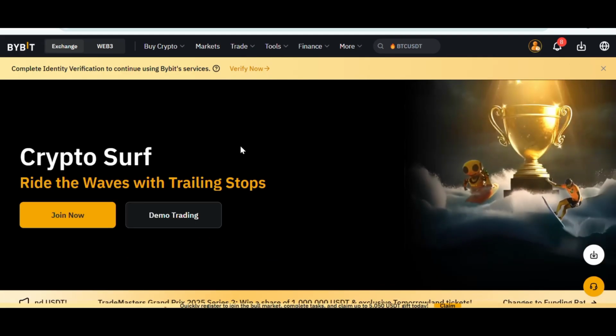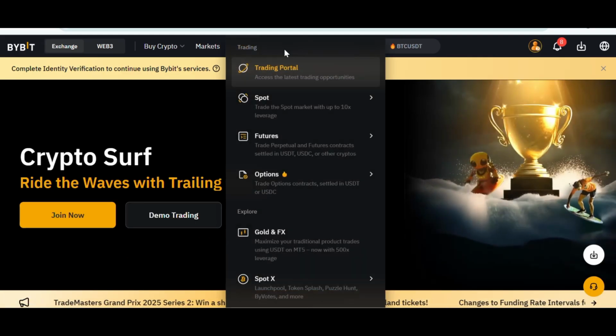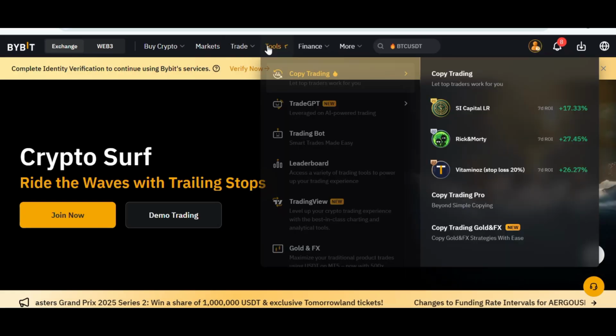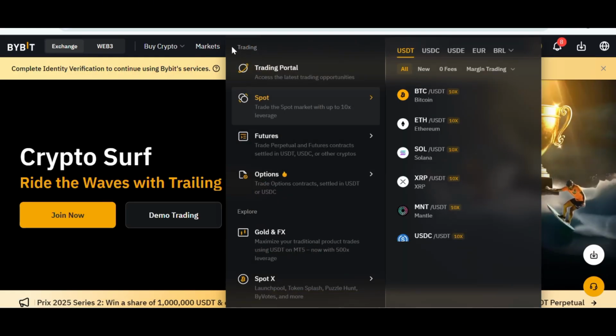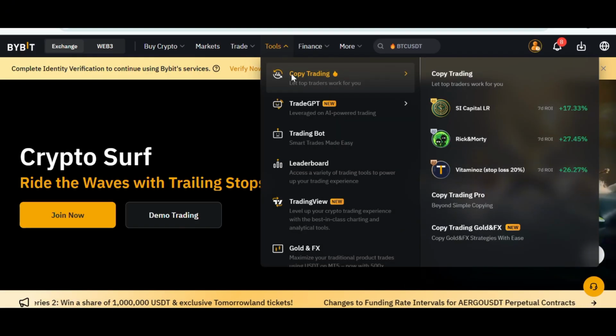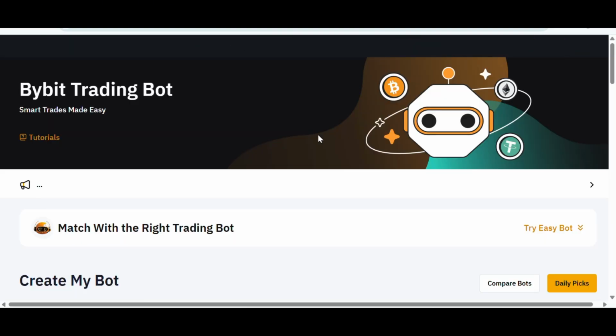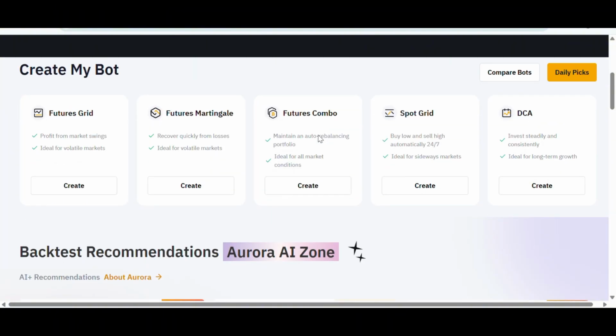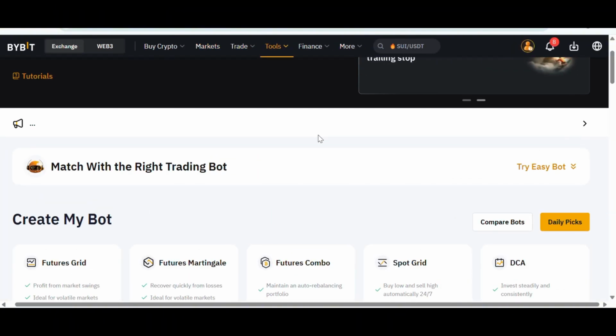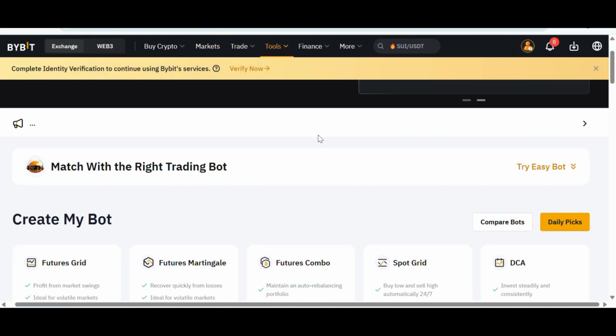So once you have logged into your account by clicking on the link given in the description, you get to click on Tools section over here. Previously, Trading Bot was within the Trade section, but now it has moved to Tools, and then you're going to click on Trading Bot, and then you will be redirected to an interface like this where you can create your first bot. So what is a grid trading bot?